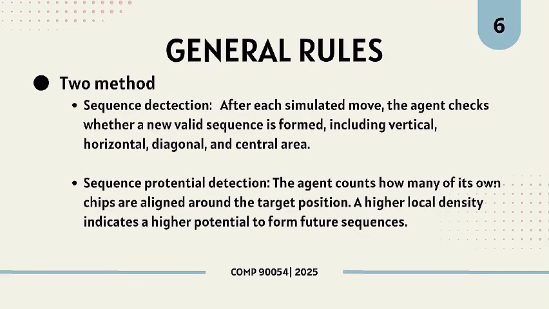Our agent's decision-making is based on two general rules: sequence detection and sequence potential detection. Sequence detection means that after each simulated move, we check if a new valid sequence is formed. Sequence potential detection evaluates how likely a move can lead to a future sequence, which means the higher the density, the better the potential.